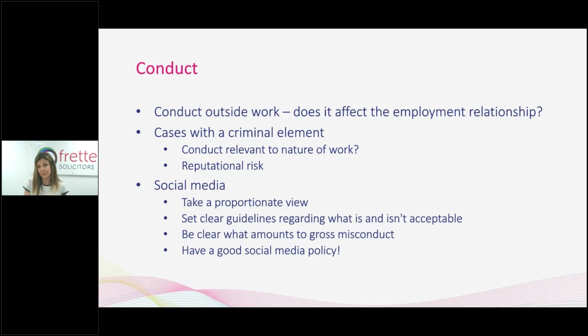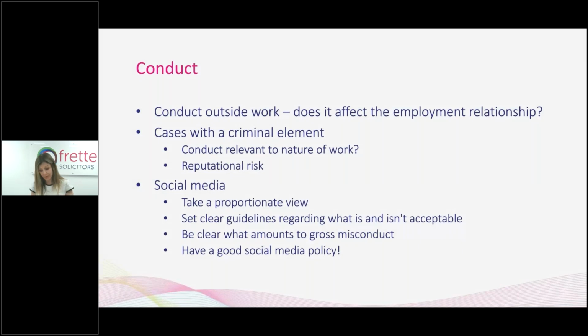Also, we shouldn't take a disproportionate view of the damage or potential damage to our reputation just because the conduct doesn't perhaps paint us in the best light in the public arena. And also, it's important to look at what information has been given to the employee about our corporate image and our reputation, and also our expectations in terms of use of social media. Again, a couple of examples from reported cases.